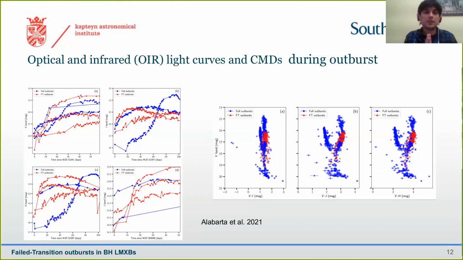So we did the same with optical and infrared data from SMARTS of GX 339. Here in the left panel, I show the optical and infrared light curves in different bands, and we found that we cannot distinguish between them. It is true that they don't overlap as in X-rays, but if I remove the colors from the plots, it's not possible to say which is which. We also studied the color magnitude diagrams of FT and full outbursts, and we found that they lie in the same region of the color magnitude diagrams.